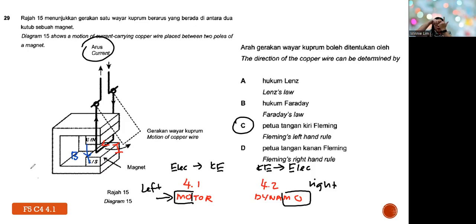I'm supposed to be pointing down. So once you fix your current, you can only turn your hand this way, this way. Okay, so where is your thumb? Toward the right side. So it's like what the diagram shows also. Other than that, the teacher will also guide you through how to use Fleming's left hand rule.